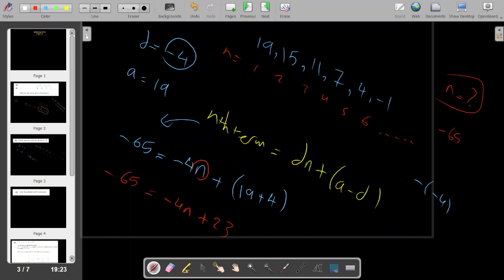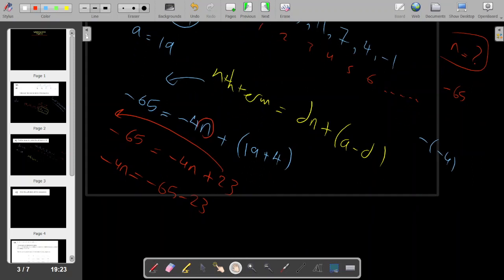Okay, and by the way, we'll discuss it later about the nth term. So now it means that minus 4n is going to be equal to minus 65 minus 23. We're going to move the 23 to the other side, so we have n as a subject. Okay, so minus 4n is going to be equal to minus 60 and 20, 80, 80 with 8 is going to be 88. We're going to try to make some space here. I change the color.